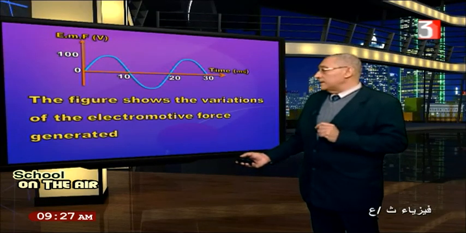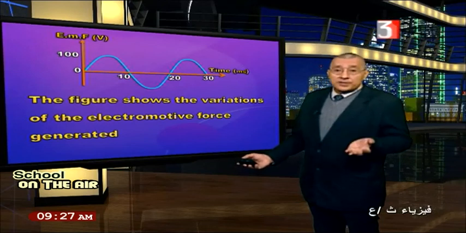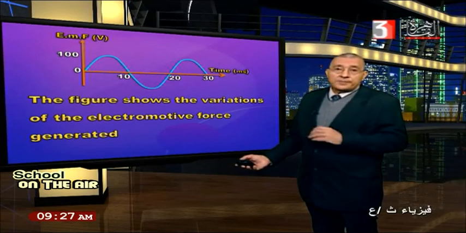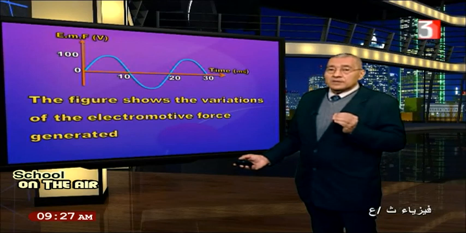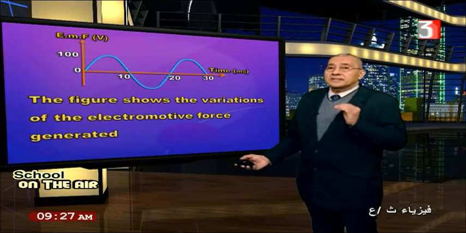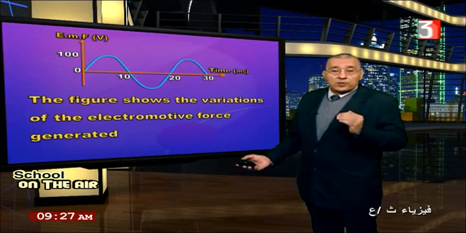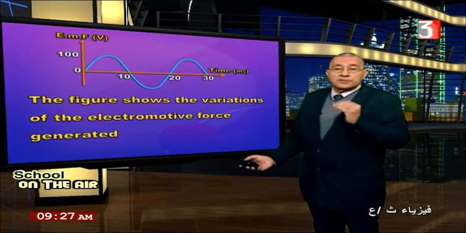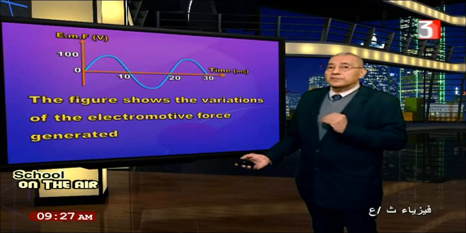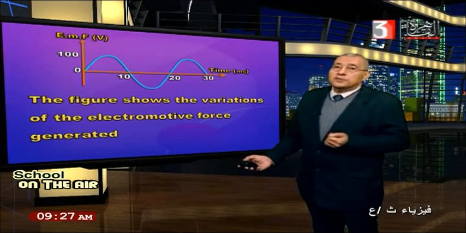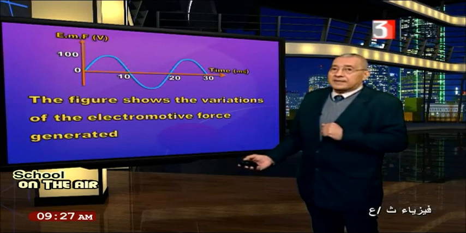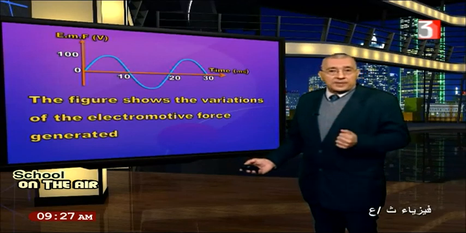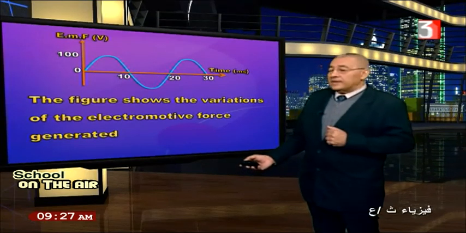Yes, it is 20. Or we can use the formula, periodic time equals time over number of cycles. For example, 10 over half cycle, or 20 over half, or 30 over 1.5. But we have to convert it into milliseconds. Time of one cycle is the periodic time, or the tau.